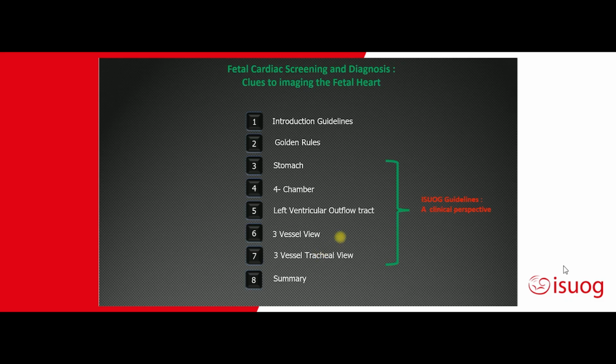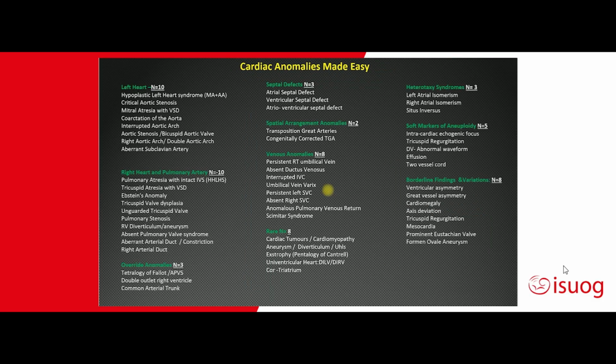You may need to go back and slow it down and listen to it, but I will cover a lot of ground going through all these sections and about 45 cardiac anomalies. And then I'll finish up with some summary, some comments, and some take-home messages. So I like to compartmentalize cardiac anomalies into the major groups: left heart, override anomalies, septal defects, spatial range anomalies, and venous anomalies. Then there's the rare group and the heterotaxy, which are a mixture of these, and then soft markers and borderline cardiac findings.